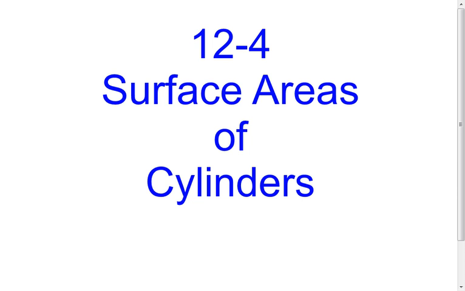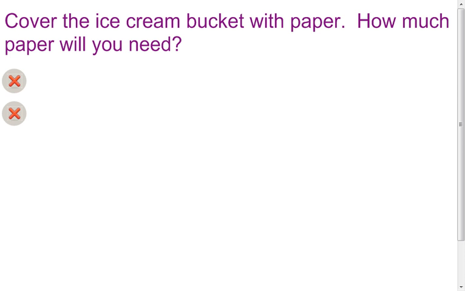I'm going to look at some examples dealing with surface areas of cylinders. My first one is I have an ice cream bucket and I want to put paper around it. I'm going to wrap it for somebody's birthday. The first thing you have to think about is how much paper I will need, and how am I going to figure out how to calculate the amount of paper I need?